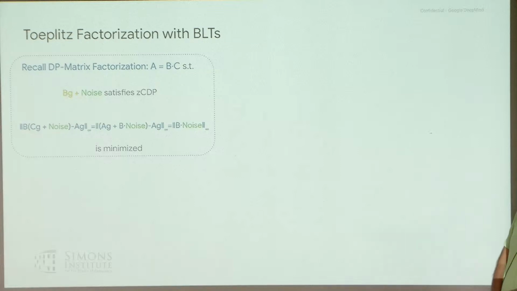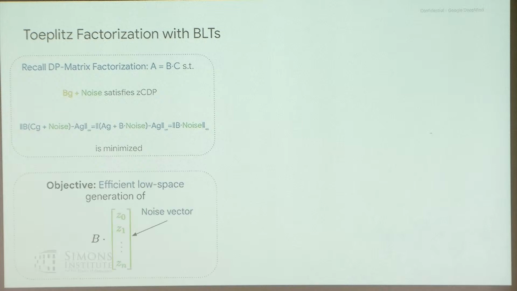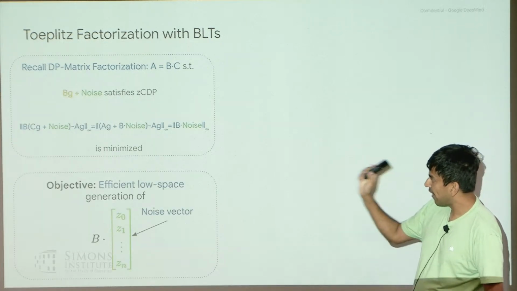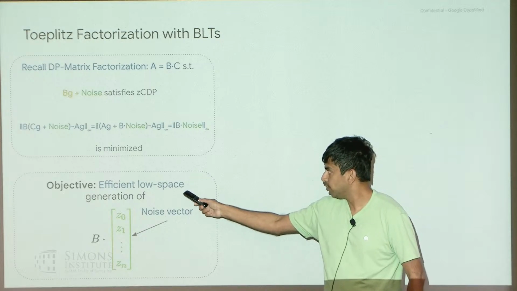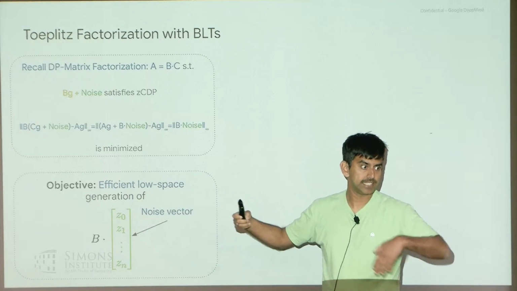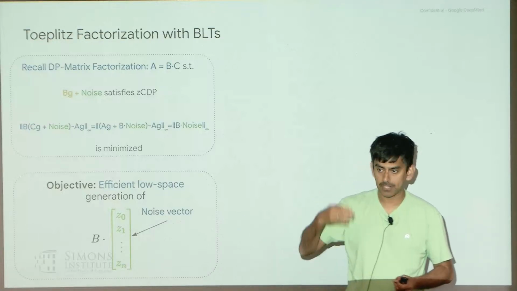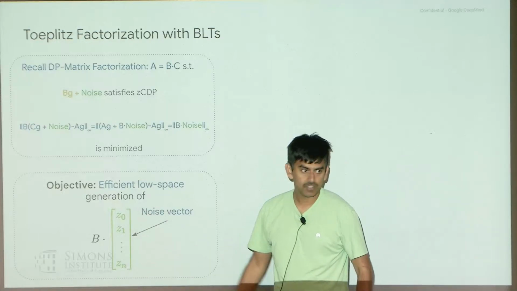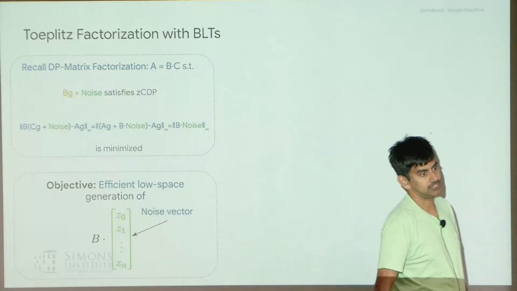Now going to Toeplitz factorization with BLTs. This is just to remind what the problem was. Okay. So what I really want is to efficiently generate, in low space, B times the noise vector, right? Because that's what gets added. B is the correlation matrix, B correlates the noise, and Z1 to Zn, you can think of these as Gaussian noises. Okay.